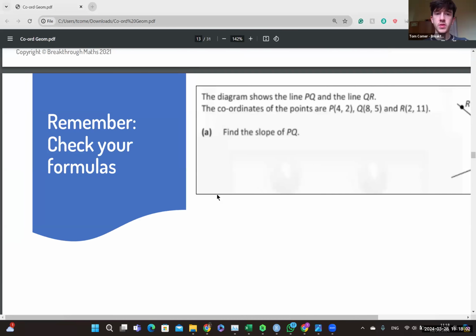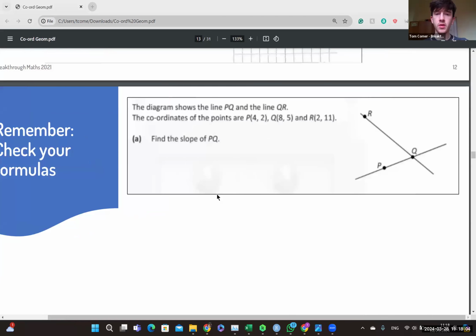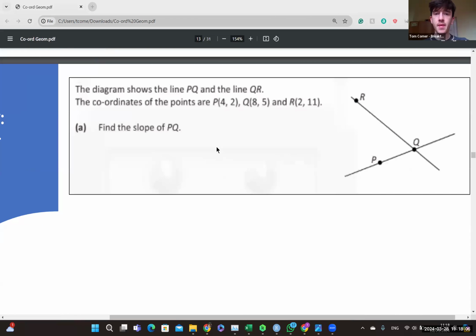So first of all, we're going to do this question. And this is really to do with our formulas. So in this diagram here, we've got PQ and we've got QR. I'm going to label the coordinates for you just to make it a little bit clear. So the point P is at 4, 2. Point Q is at 8, 5. And the point R is 2, 11. And then the first question asked, find this slope. So find the slope from here to here.